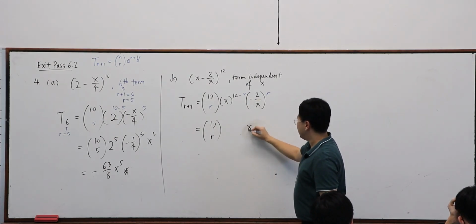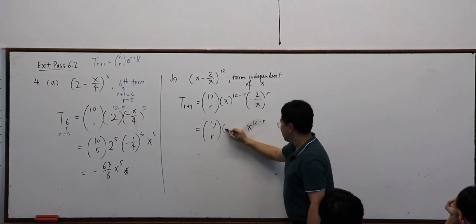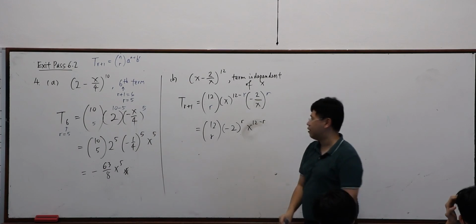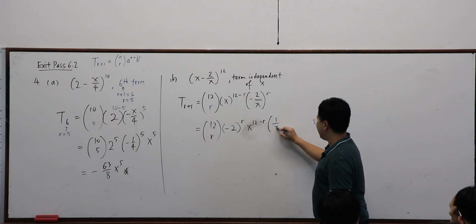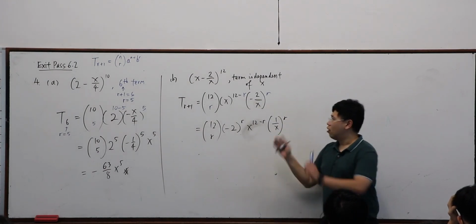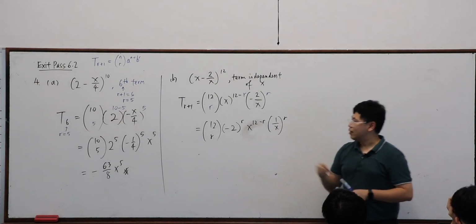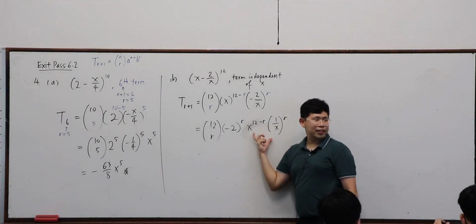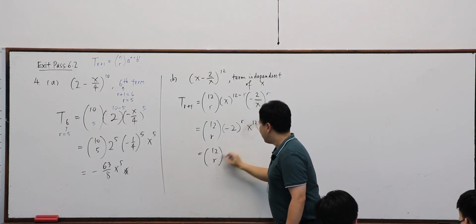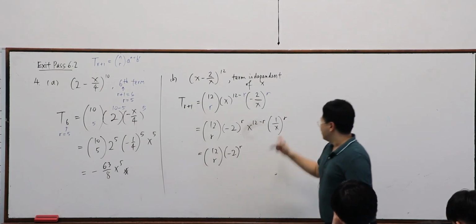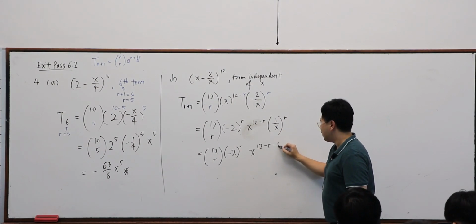It's just rearranging the Lego. This one, negative 2, is a number, so I put negative 2 to the power of r in front. And last but not least, this is 1 over x to the power of r. So all the numbers in front, all the x's at the back. Then let us do a little bit of laws of indices to simplify this. So we have 12 choose r, negative 2 to the power of r, and this one is x to the power of 12 minus r, minus r.